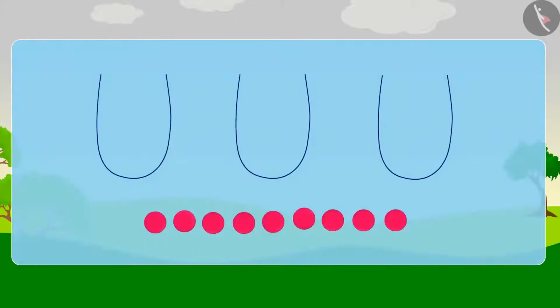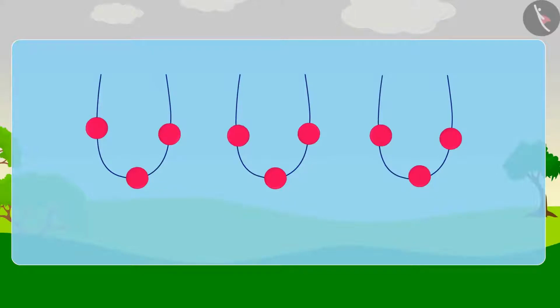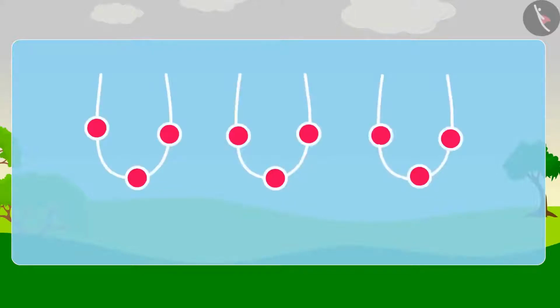Let's do it together. First, we will put 1 pearl in each necklace. Now, we have 6 pearls left. Now, we will put 1 more pearl in each necklace. Now we have 3 pearls left. Now finally, we will put 1 last pearl in each necklace. Appu has no other pearls left, and his 3 necklaces are ready.